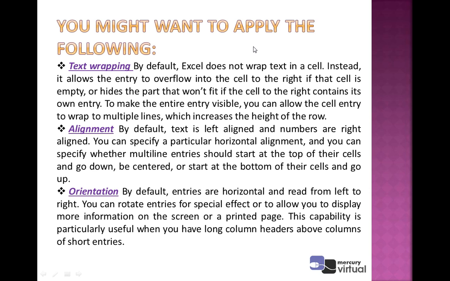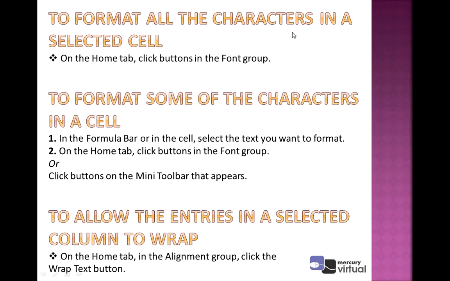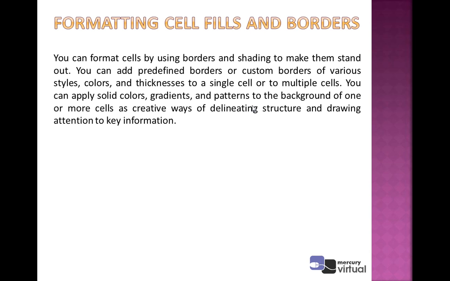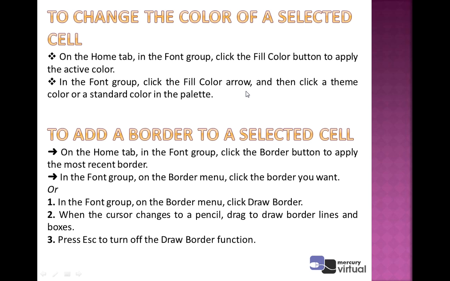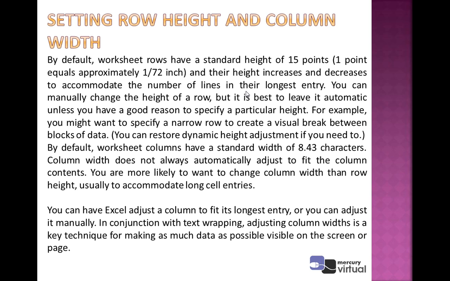Then we also covered the types of formatting available: text wrapping, alignment, and orientation. Then there are multiple options, such as how to format the entire content of a selected cell, or how to format some of the characters of a cell. In the same way, how to format the cell fields and use borders, how to change the color of a selected cell, and how to add a border. There are different steps available, and how to set the row height and the column width. By default, the row height is 15 points and the column width is 8.4 characters.